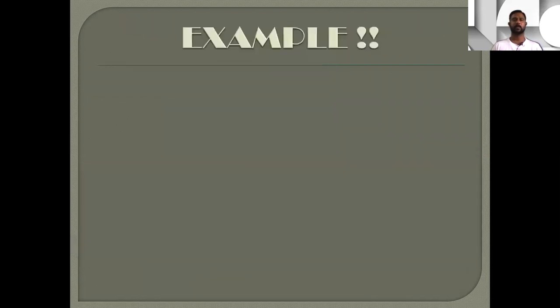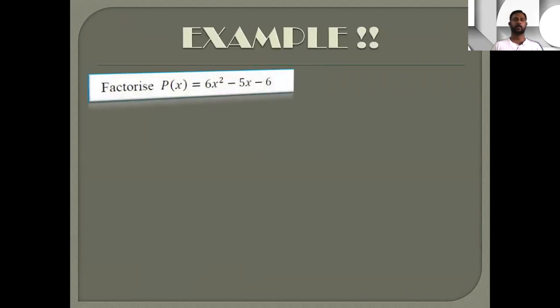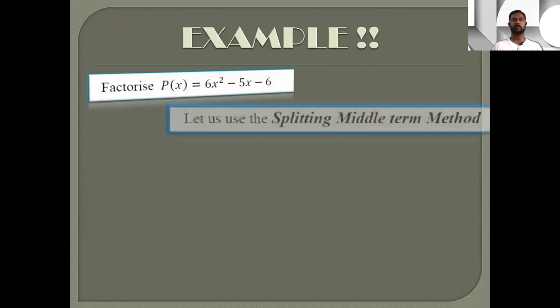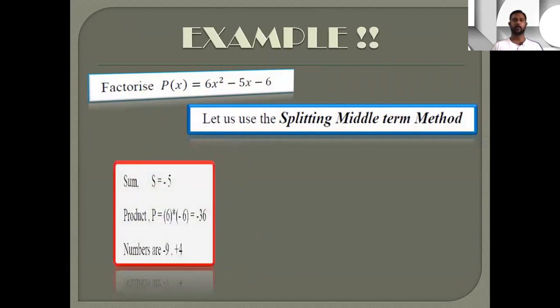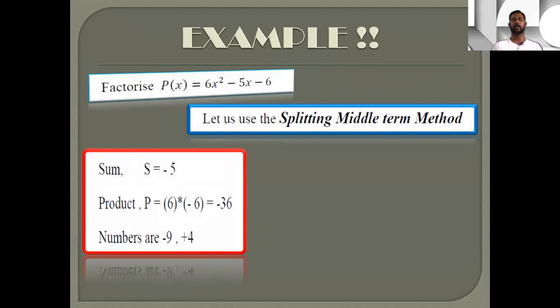Let us go for one more example. Here is your polynomial. Factorize p of x is 6x square minus 5x minus 6. You verified that it is a quadratic polynomial. Which method will we use? Let us use splitting middle term method. What do we have to find? Sum and product. Sum s is the coefficient of the middle term, minus 5. Not only 5, use the sign as well, minus 5. Product is first and last term, 6 and minus 6. So 6 into minus 6, minus 36. Think, what are such two numbers with sum minus 5 and product minus 36? Yes, we got the numbers as minus 9 and plus 4.